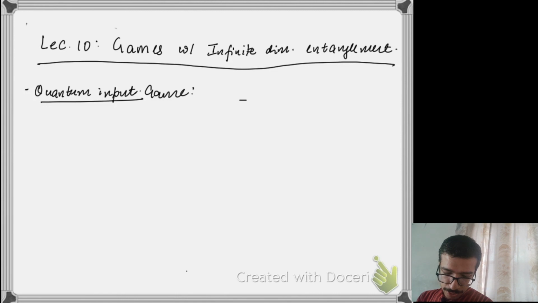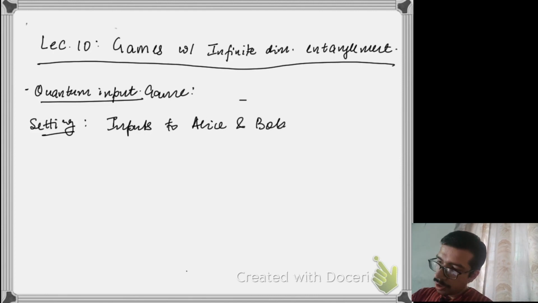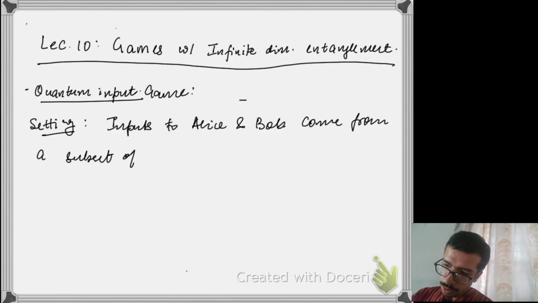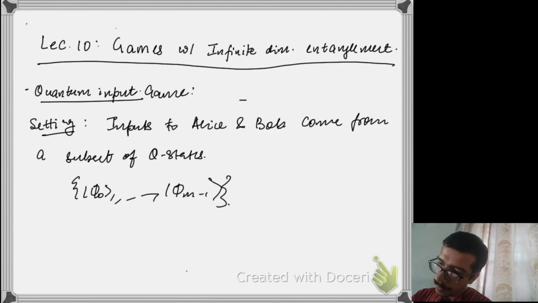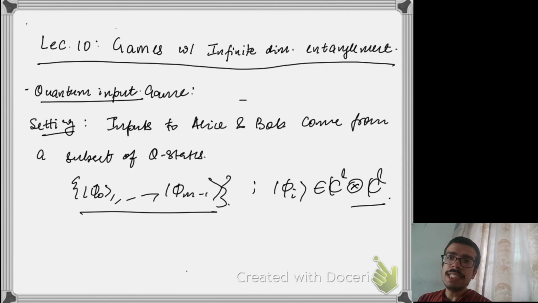The setting is as follows. The inputs to Alice and Bob come from a subset of quantum states ket phi 0 up to ket phi m minus 1. Each of these states, ket phi i, is a state in the space C^L tensor C^L. So the inputs to these players are indeed quantum states, and these states are entangled between them, and are given as input to the two players.